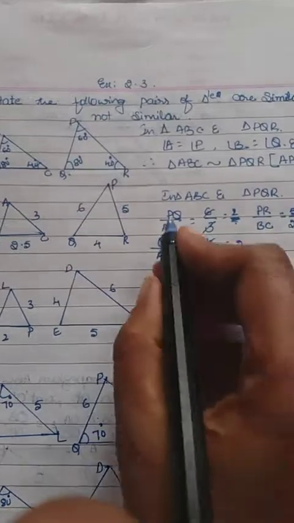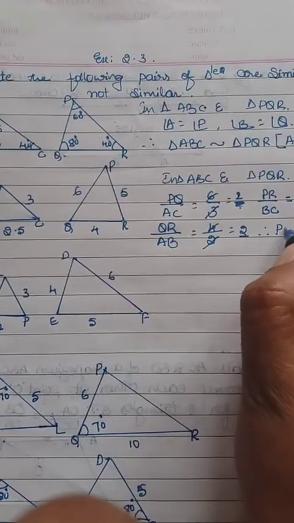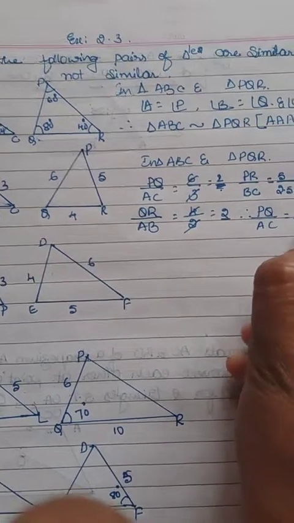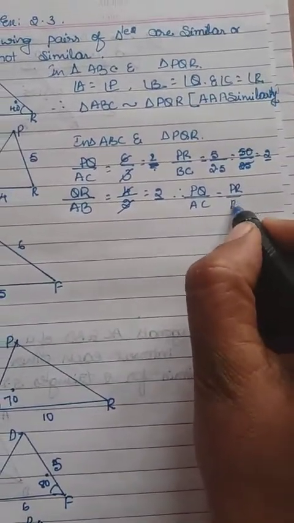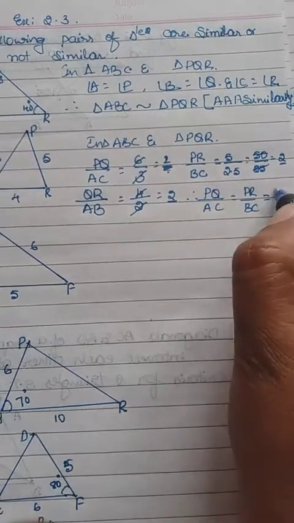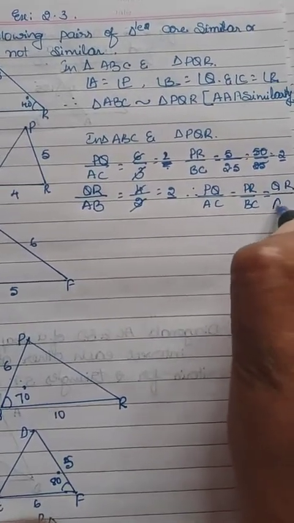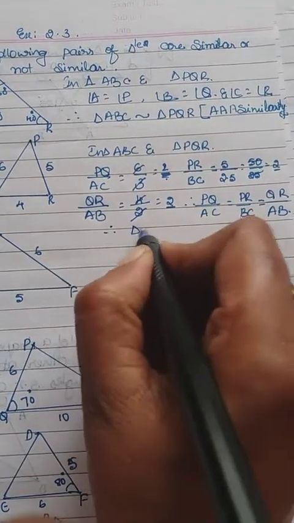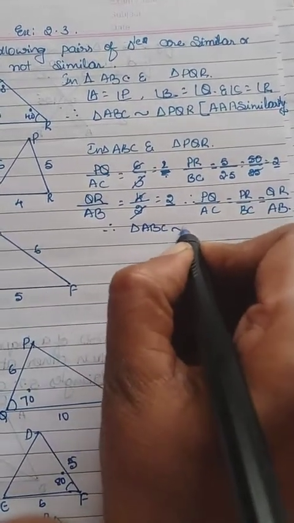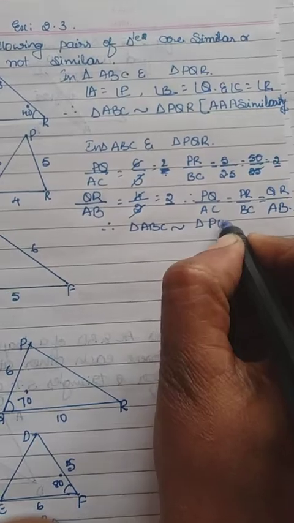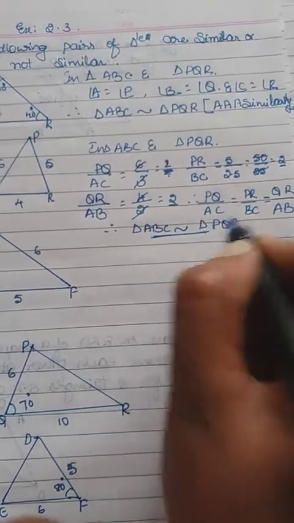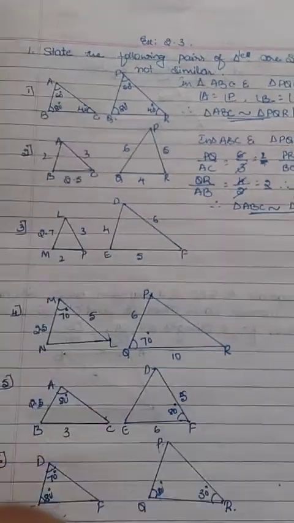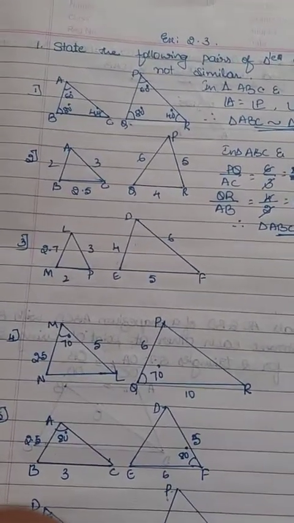So therefore we can write PQ divided by AC equals PR divided by BC, that equals QR divided by AB. So therefore we can say that triangle ABC is similar to triangle PQR. This is proved. Okay, hope you will understand this. Next, move to the third sum.